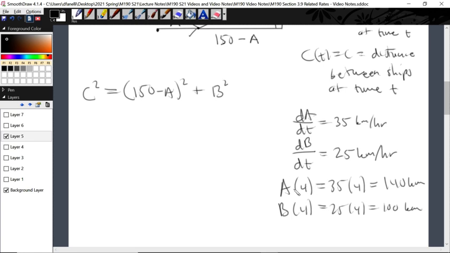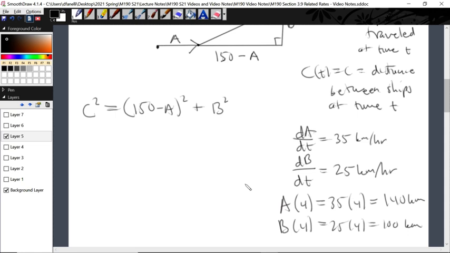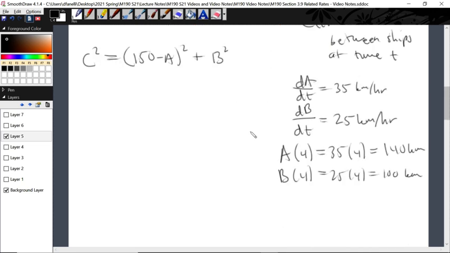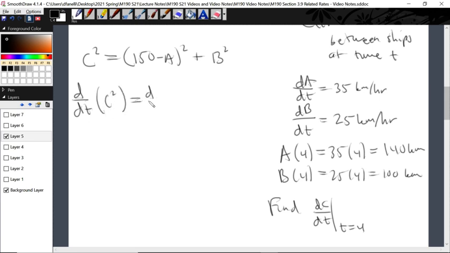Now we know the distance that A has traveled, but of course this length right here is 150 minus A. So at 4 p.m., this leg of the triangle would equal 150 minus 140, which is 10. We're going to find that out from this equation. Let's differentiate first. We want to find dC/dt when t is equal to 4. So we're going to differentiate both sides of our equation with respect to time, and then we'll plug in the known quantities.